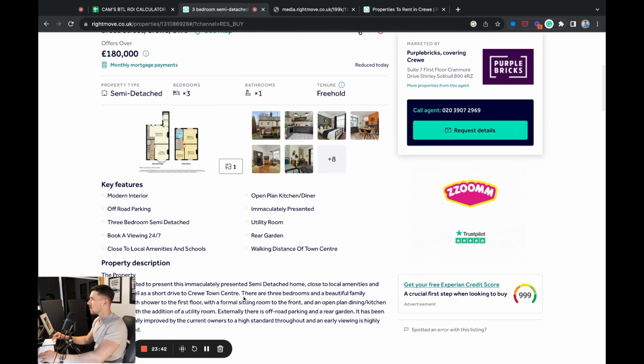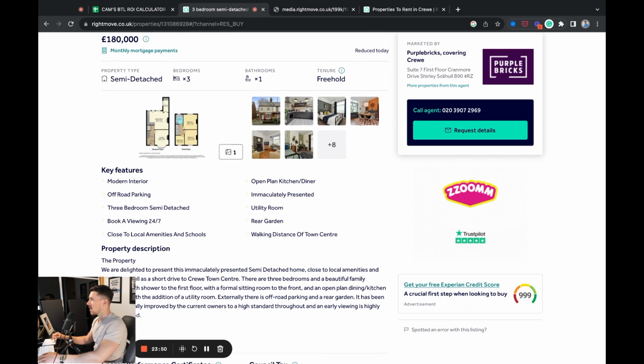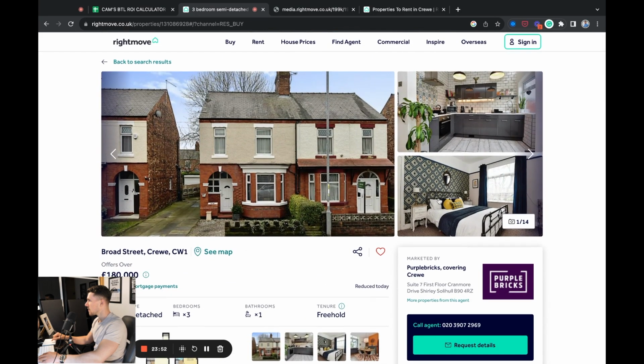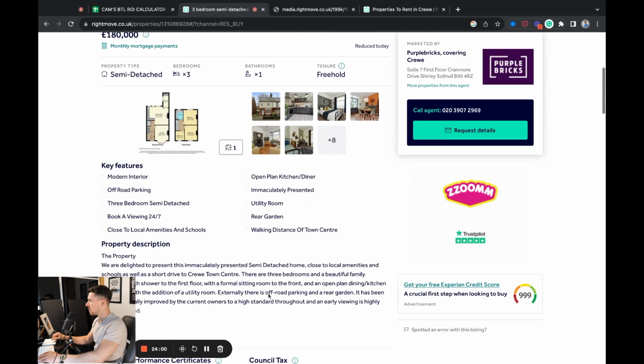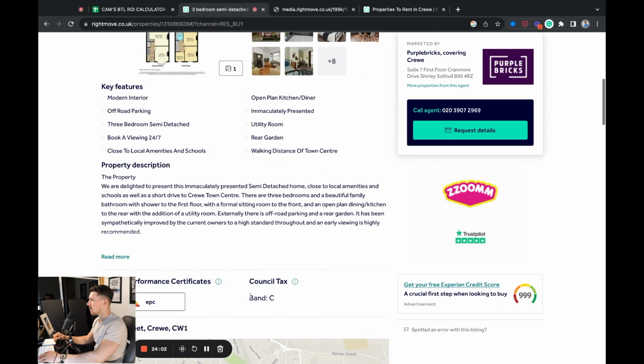But as I can see, this is in quite good condition, immaculately presented according to the estate agent, and it's got off-road parking. It ticks a lot of boxes. So for me, not a bad property. I know these are solid houses, so I may well keep a very good eye on this and consider making an offer on this property.